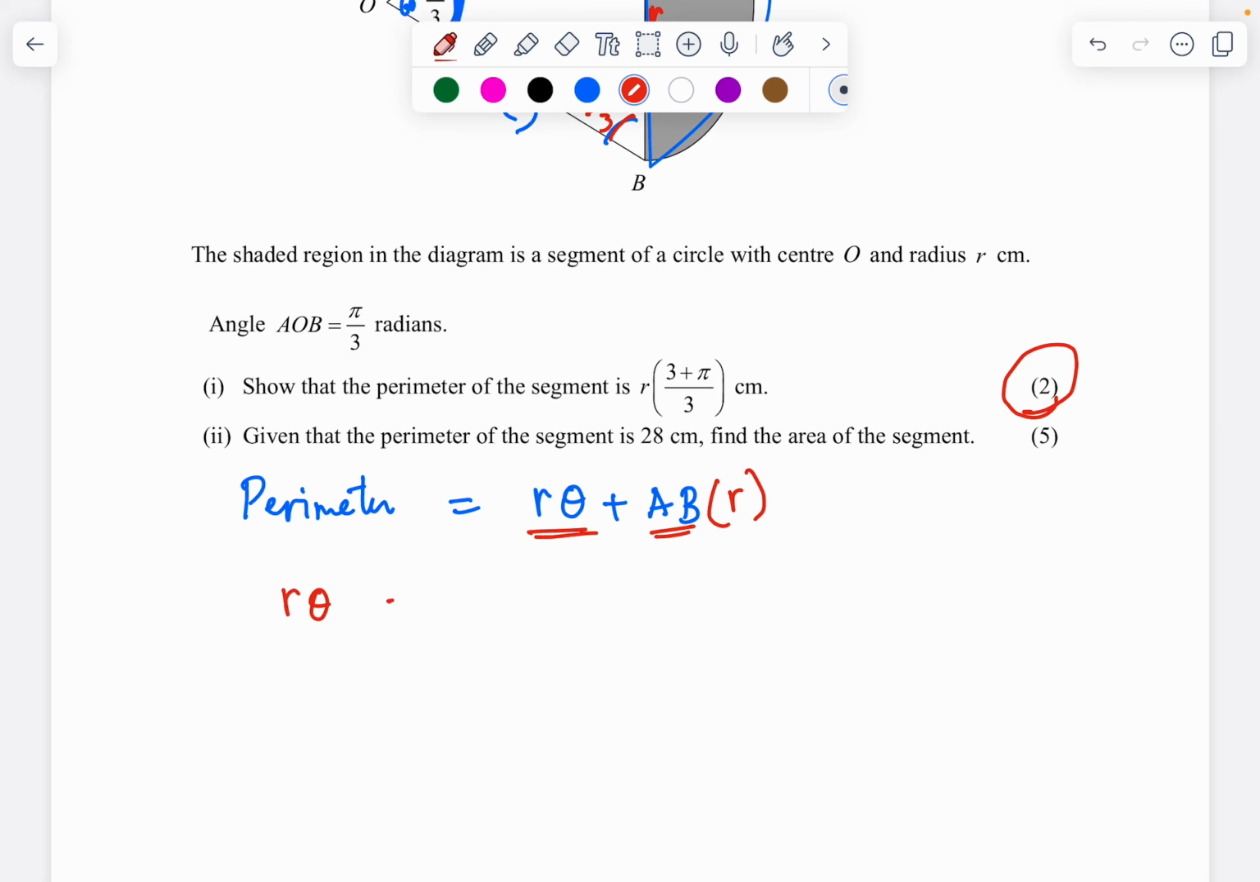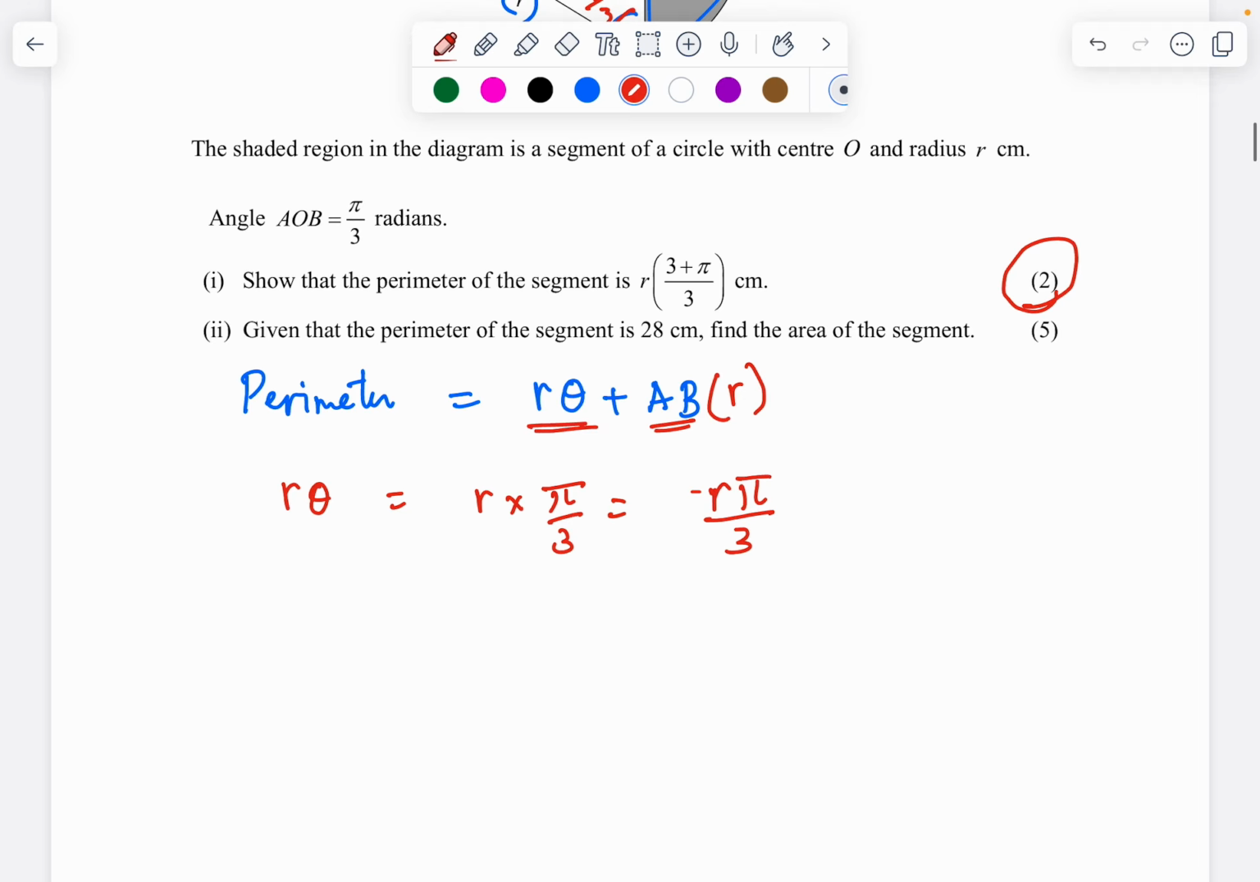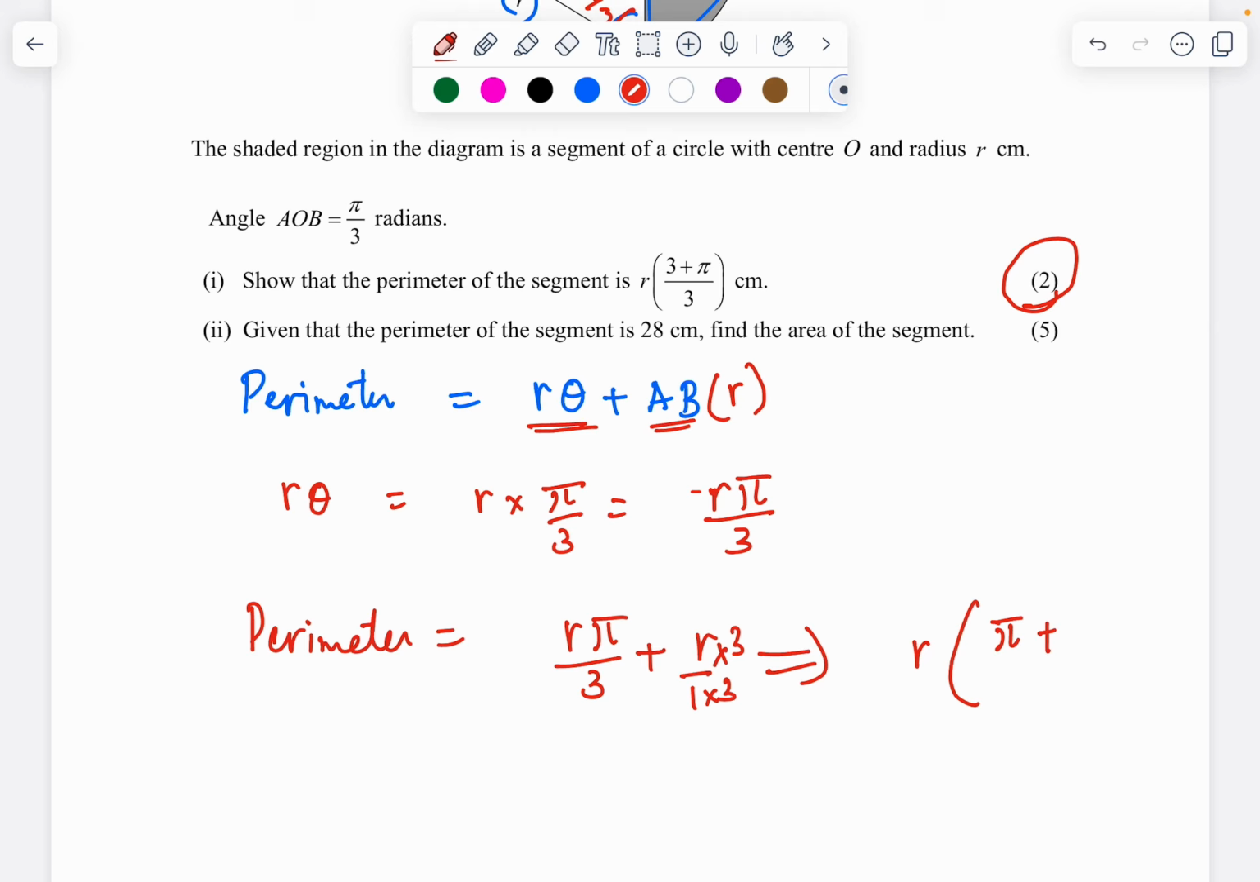So r theta. What is r theta? r again times theta, which is pi by 3. So this is going to be r pi by 3, right? So we will write the perimeter together. Perimeter is going to be r pi by 3 plus r. So I can take r common and write it as pi plus, and make this one also common denominator. So this becomes 3r, so it is going to be 3 by 3. So this is the final answer. That's what they said, show that, which means we already showed it.